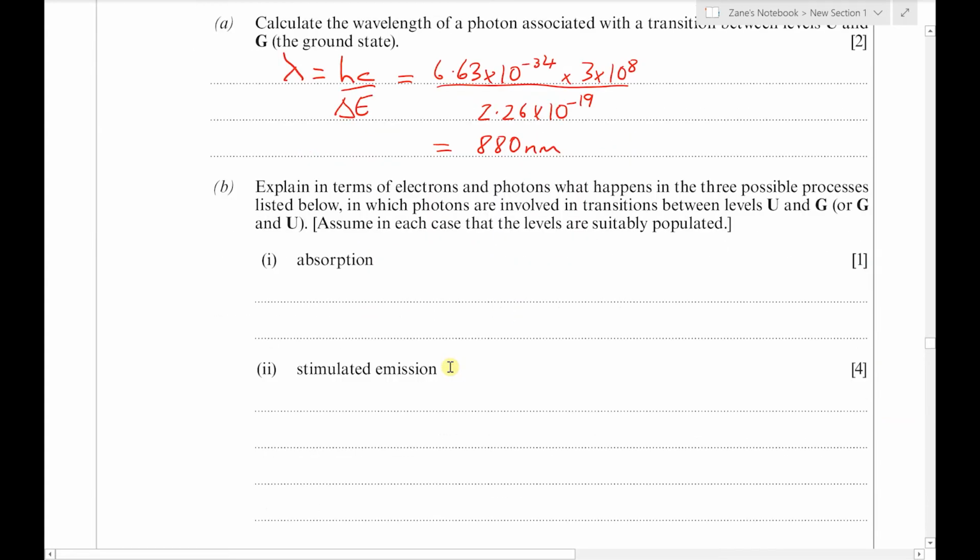Next, we've got to explain in terms of electrons and photons what happens in the 3 possible processes listed below, in which photons are involved in transitions between levels U and G or G and U. And we're going to assume that those levels are suitably populated in each case.